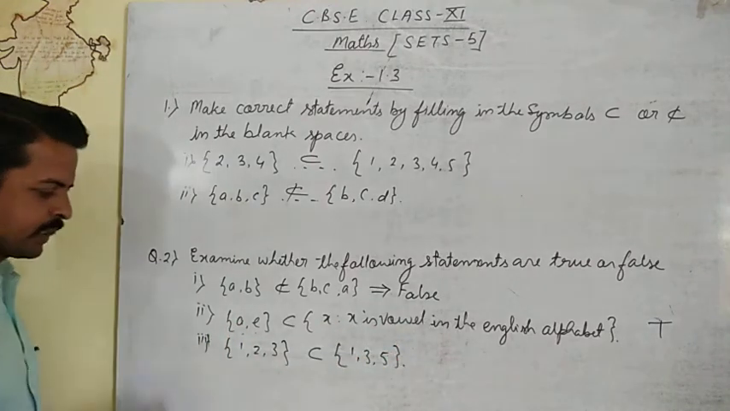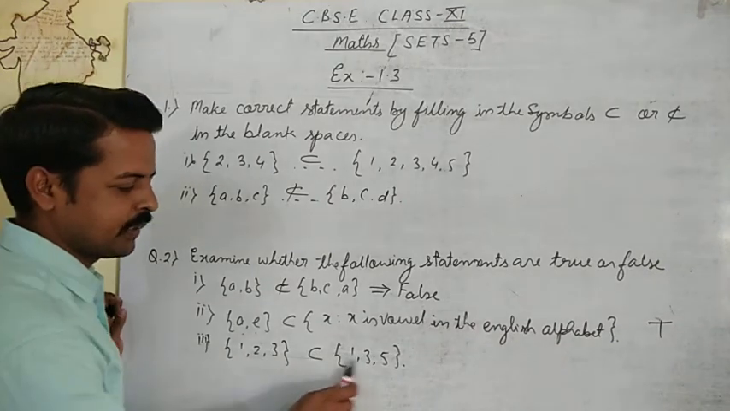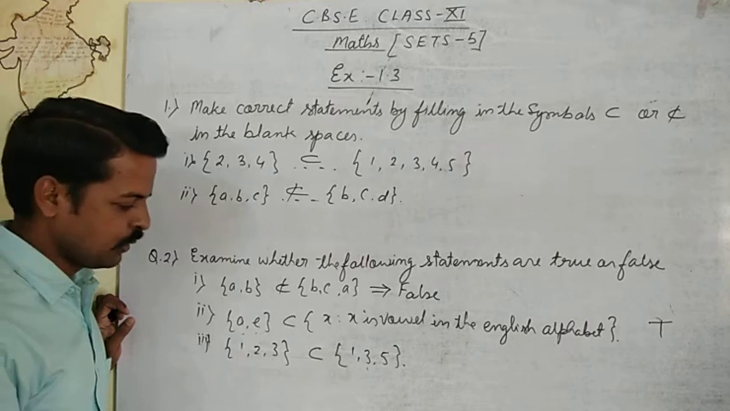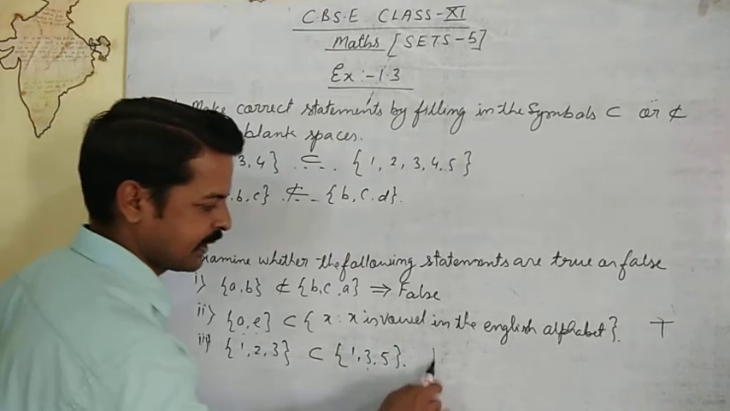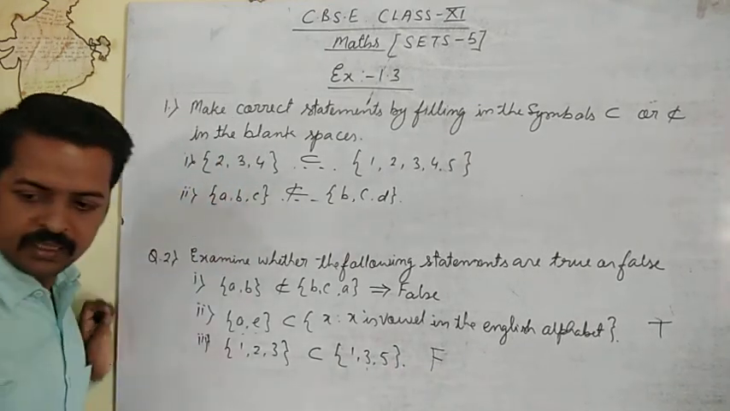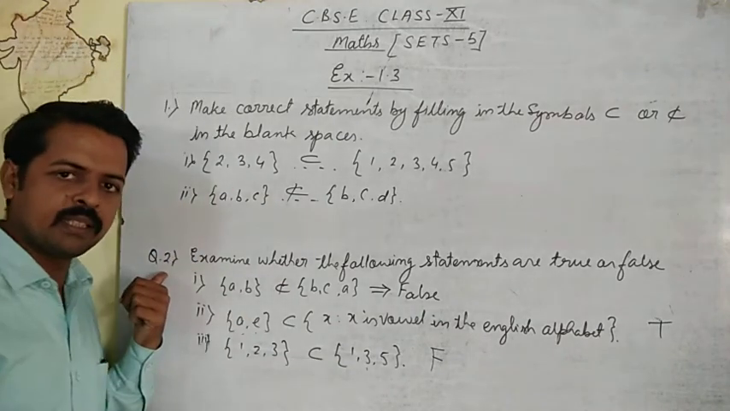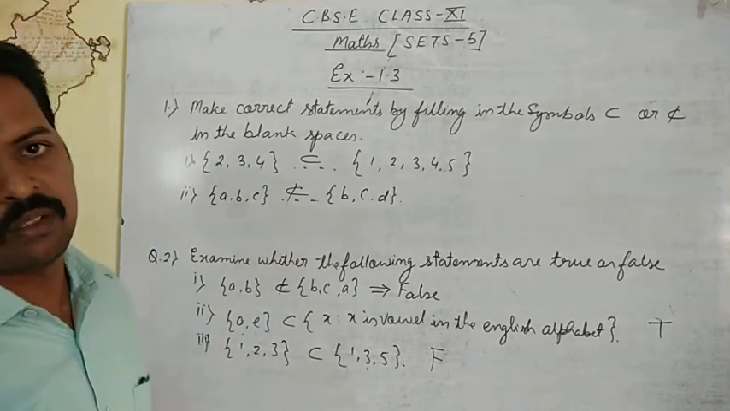Now see the third question, {1, 2, 3} subset of {1, 3, 5}. 2 is missing over here. So this is not a subset, so this statement is false. Similarly, there are 3 more parts in question number 2. I will request you all to solve them as homework.